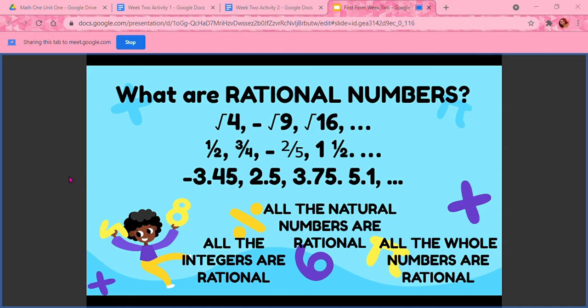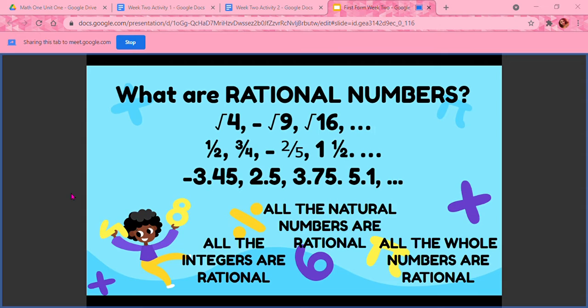Fractions. All the fractions are rational. It does not matter if they are negative or positive, but all of them are rational numbers. And decimals, only some decimals are rational. So we have to be careful here. Only some of them. Now, which ones are rational? Only the decimals that I can write as a fraction.